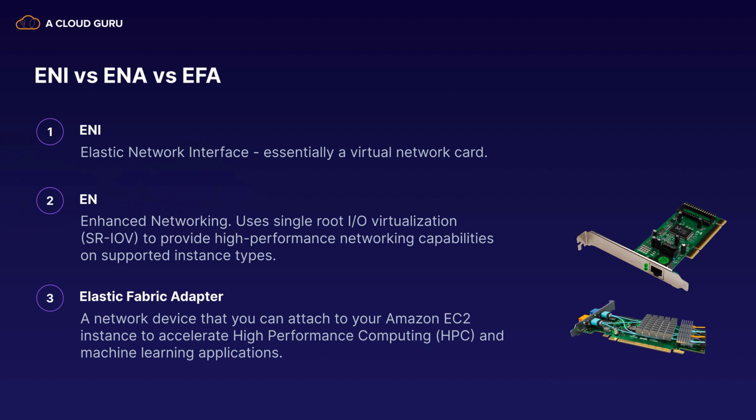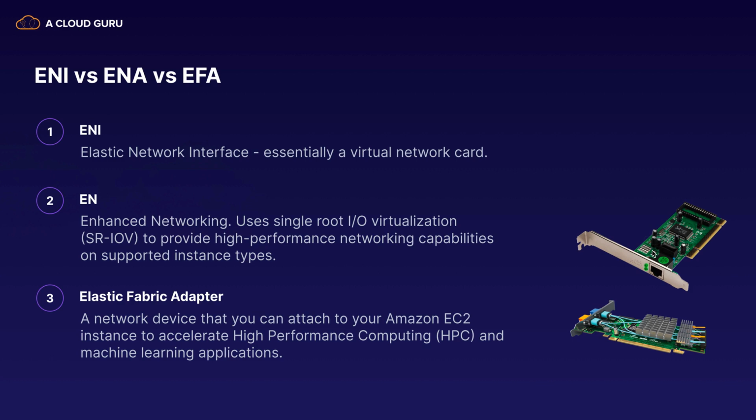This is Elastic Network Interface, and essentially it's just a virtual network card. That's all it is. It's one of these in your EC2 instance. We then have enhanced networking. Enhanced networking uses what's called single root IO virtualization, or SRIOV, to provide high performance networking capabilities to supported instance types, and we'll look at that in a little more detail. Don't worry that the slide says EN and at the top it says ENA. ENA is a subset of enhanced networking, and we'll have a look at that in a couple of slides.